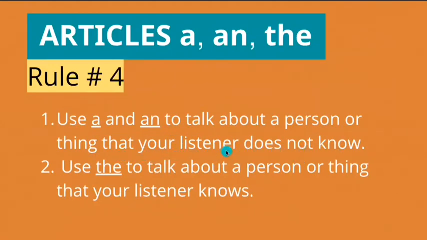Okay, so if you are talking with someone, say for example, you're having a conversation and the person that you're talking with doesn't know what you're talking about, I mean, a certain thing or person that you are mentioning in your conversation, you have to use a and an. Now, if that person knows what you're talking about, you use the. Okay? Use the to talk about a person or thing that your listener knows. That is rule number 4.